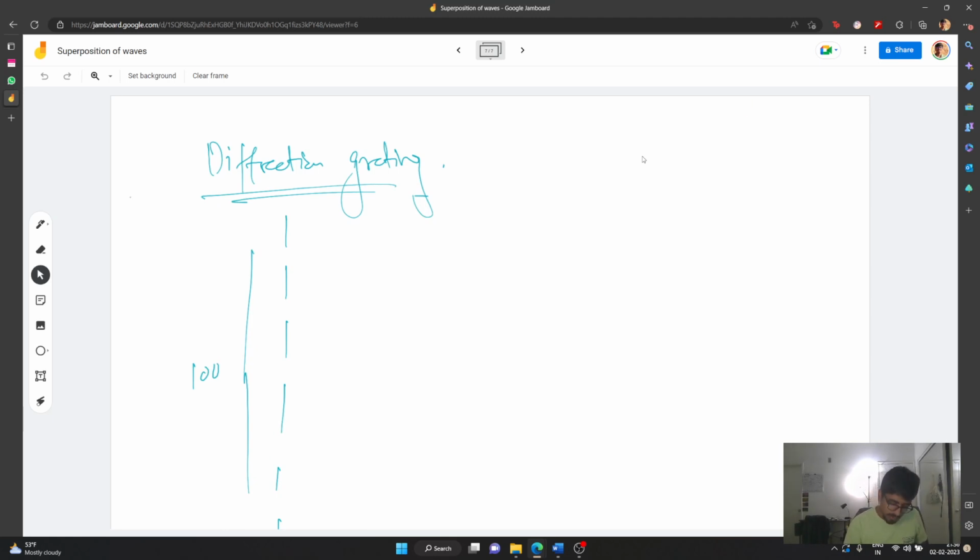Grating is like a mesh. So every one of them is like a slit, right? They work like a slit. So this is the idea of diffraction grating. So what happens is something very similar.